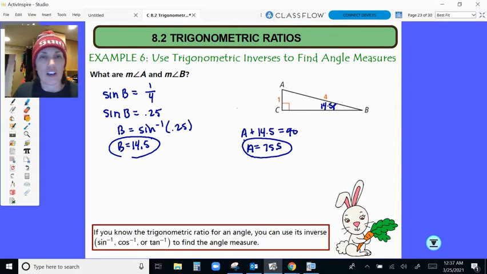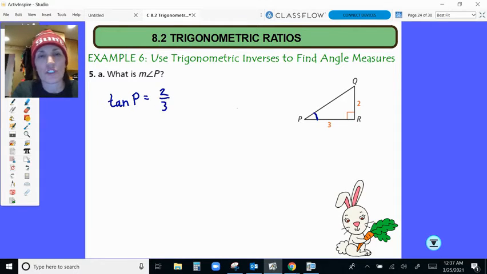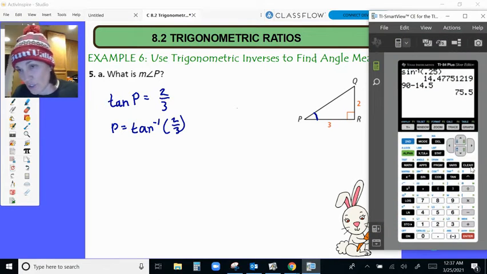All righty. What is the measure of angle P? Again, we want to make sure which angle we're talking about and what sides we're given. We're given an opposite side and an adjacent side, so that's going to be our tangent ratio. So my tangent of angle P is going to be equal to my opposite over my adjacent, so 2 over 3. 2/3 is kind of funky to write in decimals, so I'm just going to leave it as 2/3. So angle P is equal to my inverse tangent of 2/3. By the way, trigonometry is probably one of the most useful maths you'll ever use, ever.